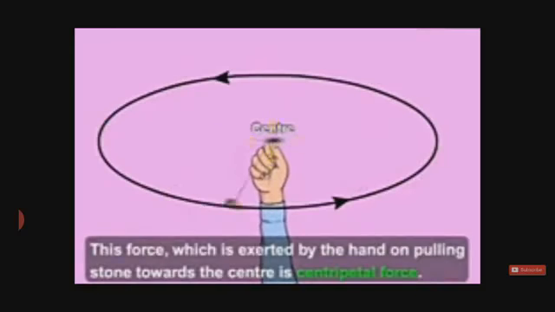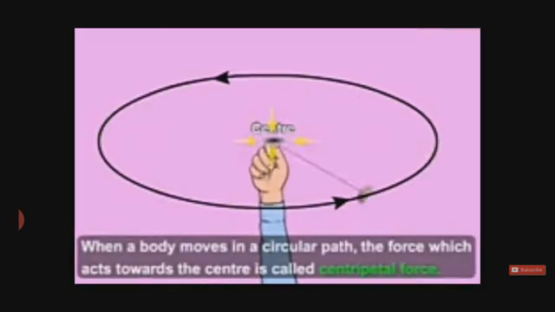This force, which is exerted by the hand on the stone, pulling it towards the center, is centripetal force. Hence, when a body moves in a circular path, the force which acts towards the center is called centripetal force.